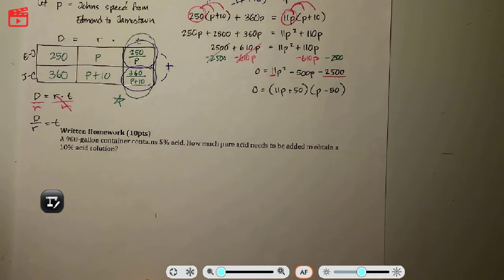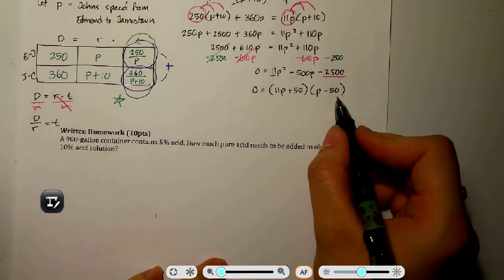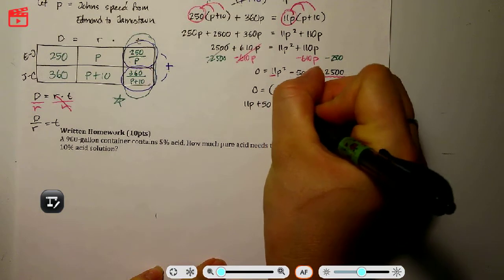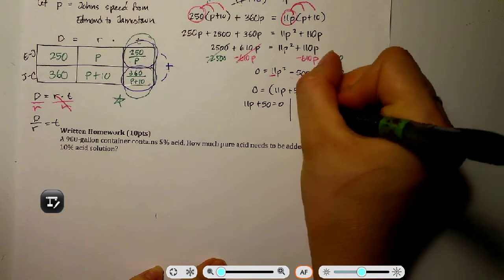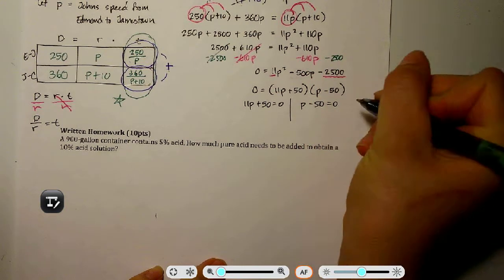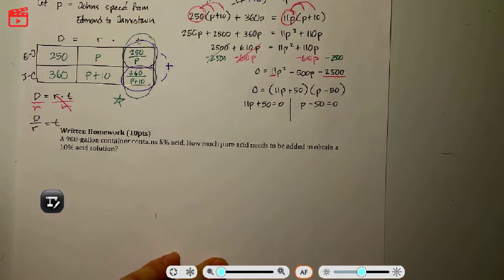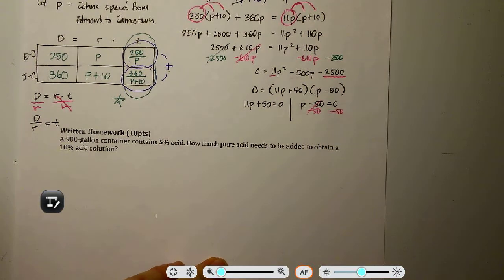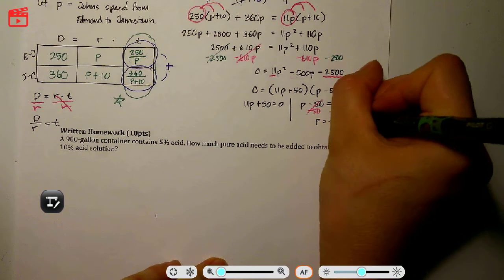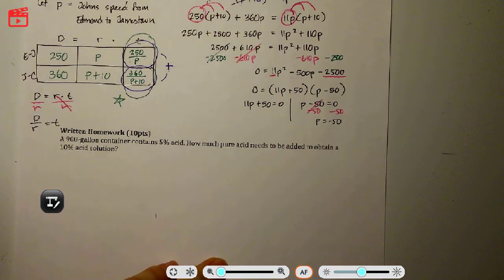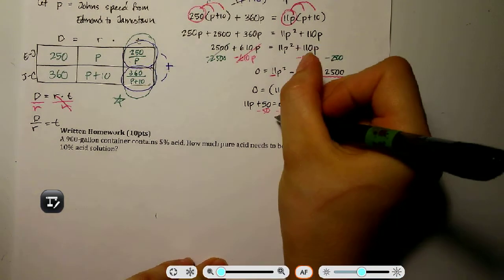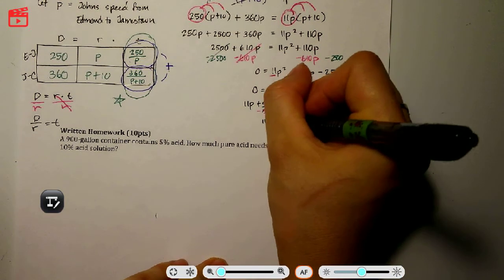All right, so lastly, we're going to set each of these to 0. So 11P plus 50 equals 0. Then P minus 50 equals 0, and we'll solve. So subtracting 50 from both sides, P equals 50 for the second one. For the first, minus 50, minus 50, 11P equals negative 50.